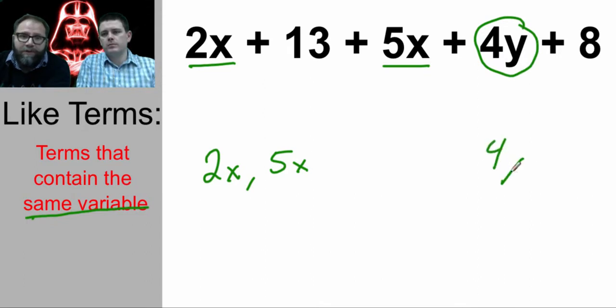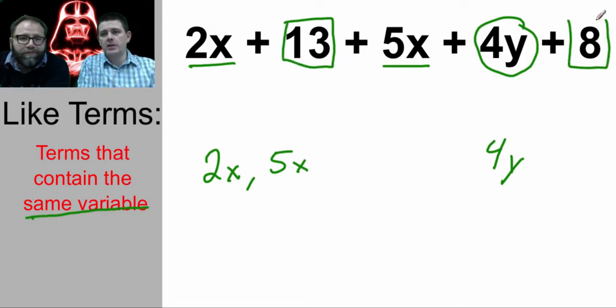And I love the way Mr. Mackenzie has differentiated them by underlining the x's and circling the y term. Now what can I come up with for my constants? Ooh, we haven't talked about constants yet. Maybe I'll use a box for these last ones. Perfect. So then we have our plain old numbers, 13 and 8.